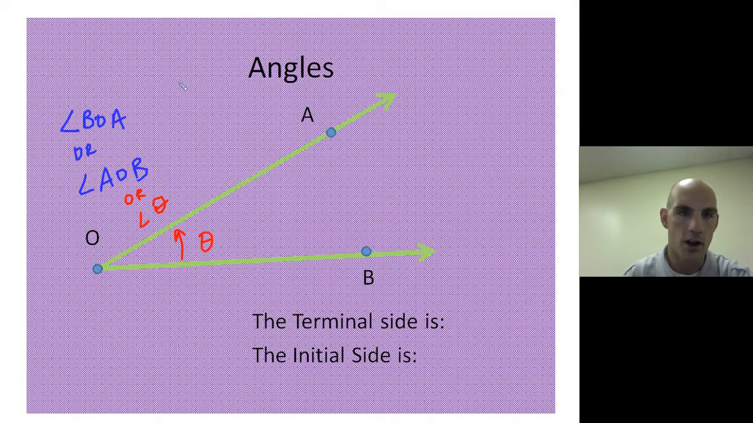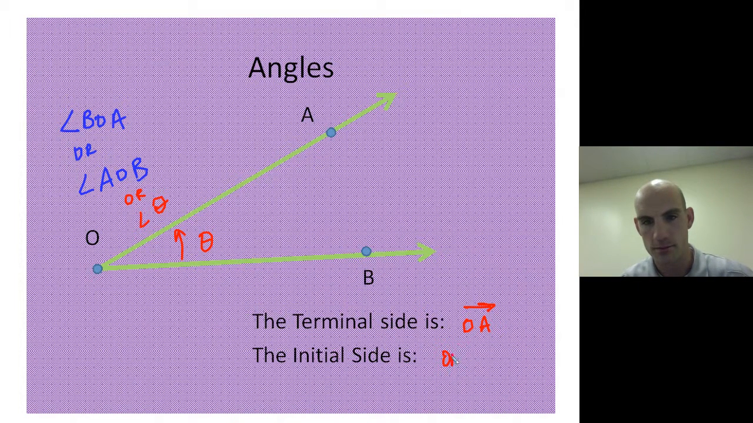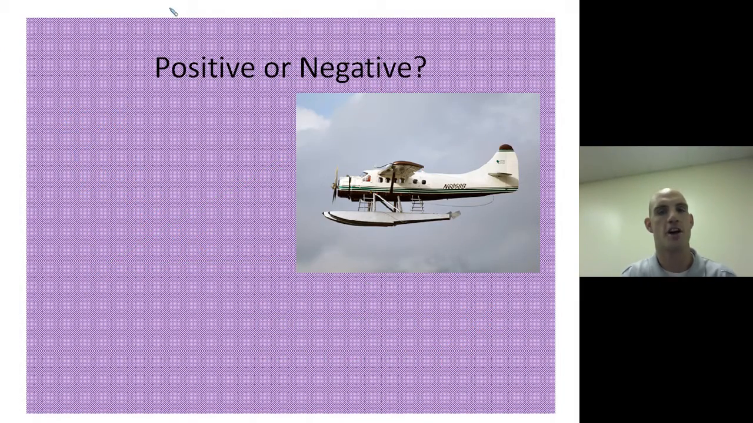Alright? So when we talk about it like this and we've designated a way that it opens, we now have a terminal side and an initial side. The terminal side is where it stops. So the terminal side is OA and the initial side is where it starts, so where that arrow starts before it goes up. So the initial side is going to be ray OB. So that's kind of how this works. That's how we talk about angles in general.